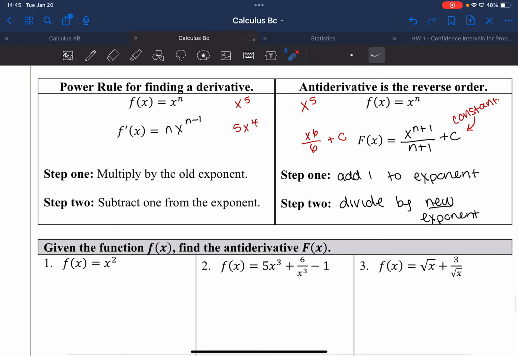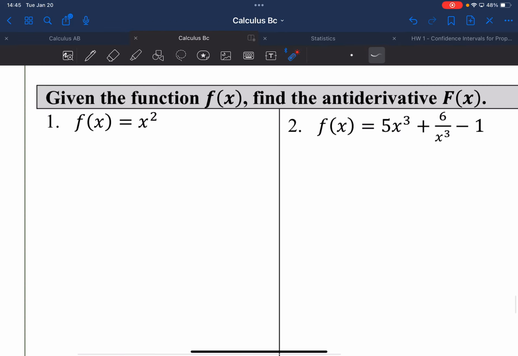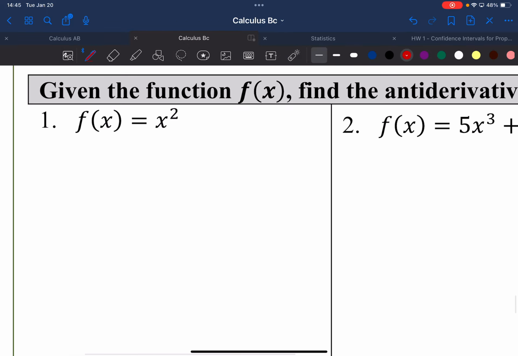Looking at another example here, what would be the antiderivative? Good. X cubed over 3 plus c. X cubed because we added 1 to the exponent, and when we added 1, we got a 3, so we're going to divide by that 3. And we always add c because we don't know if there was a constant there to begin with.